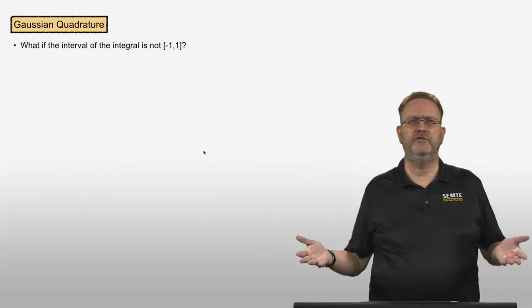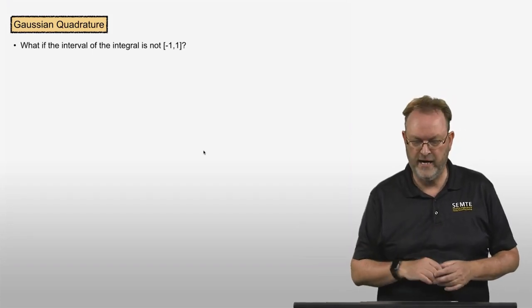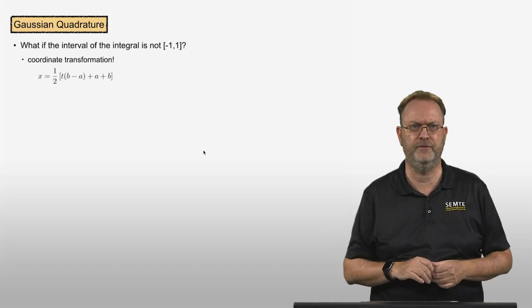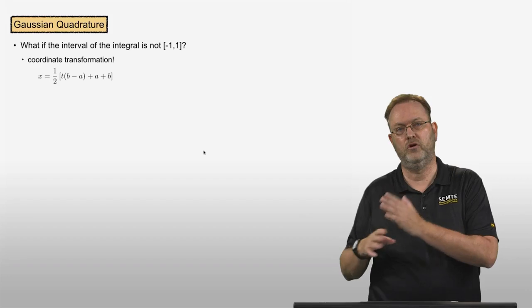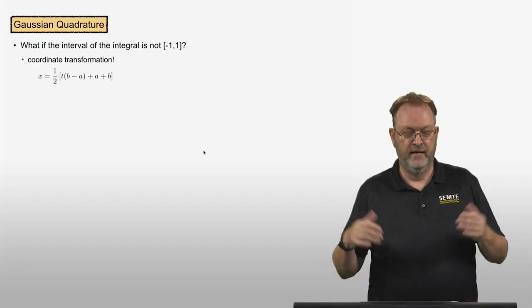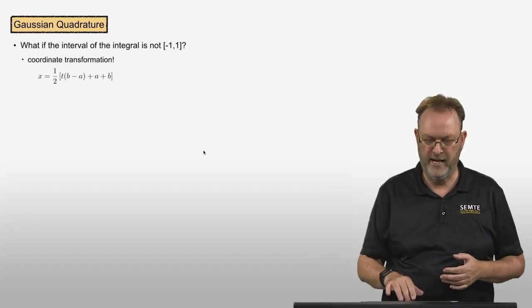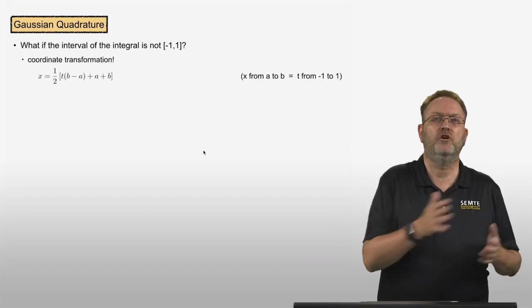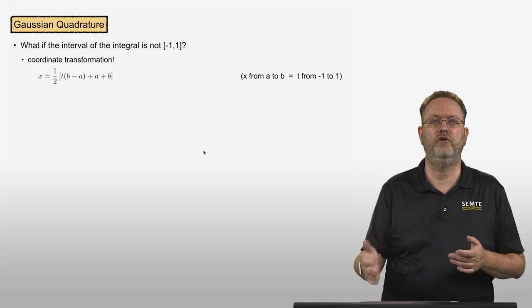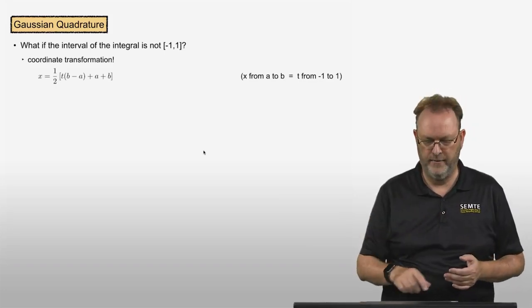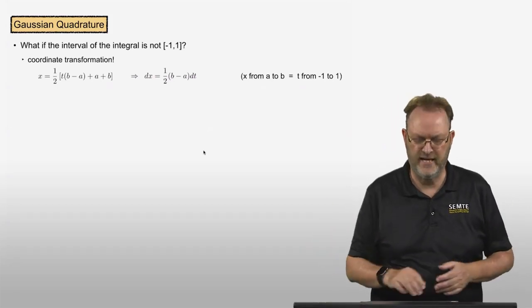Now, what do we have to do if the interval of the integral is not from -1 to 1? Well, then we have to do a coordinate transformation. The coordinate transformation to go from x to a coordinate t would be x is equal to 1/2 times t times b minus a plus b. So if x goes from a to b, right, then t will go from -1 to 1. Now if we take the differential, dx is equal to 1/2 b minus a dt.